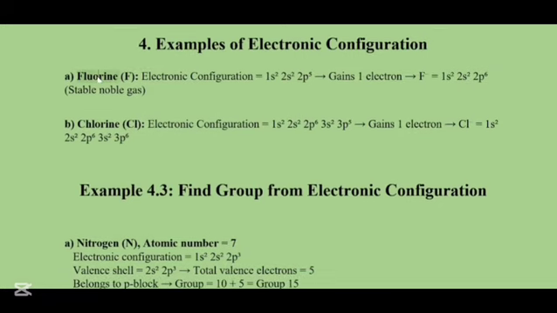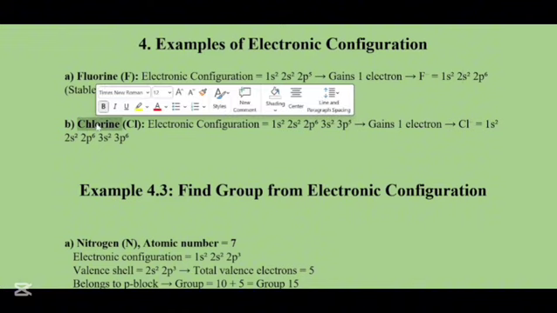Now for example, I have fluorine. Fluorine's electronic configuration is 1s2, 2s2 and 2p5. But if you remember, the P block can contain a maximum of 6 electrons, and in fluorine the P block has 5, so it will gain 1 electron, which means that it will form an anion, and fluorine's sign will be negative, which means 1s2, 2s2 and 2p6. Now when fluorine forms an anion, it has changed its electronic configuration to a stable noble gas. Why? Because 6 plus 2 is 8, forming a complete octet.